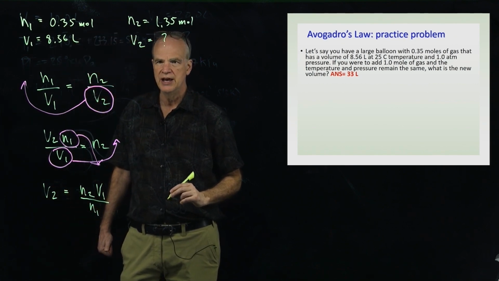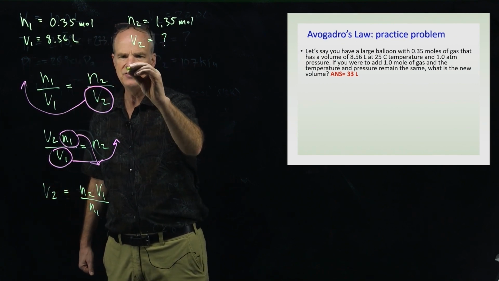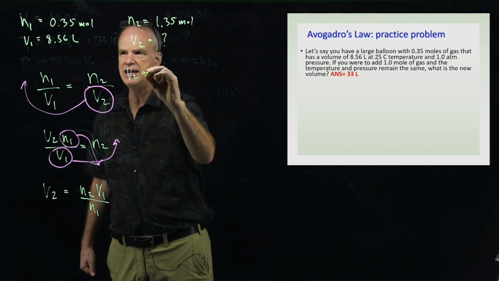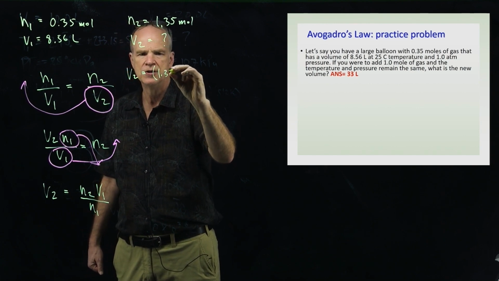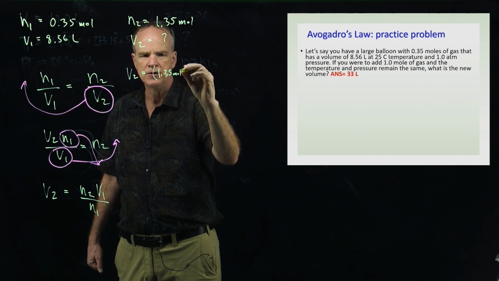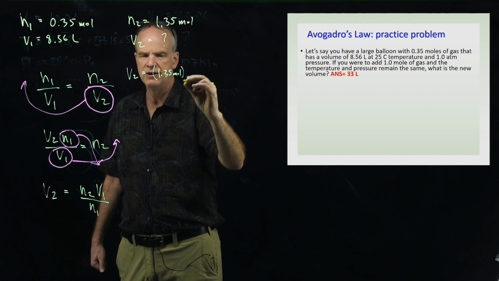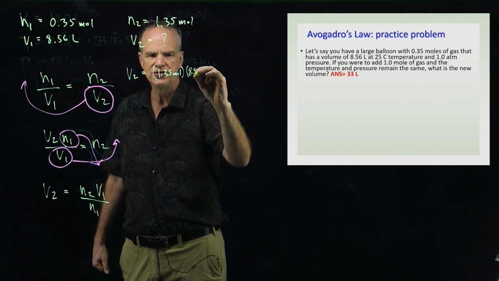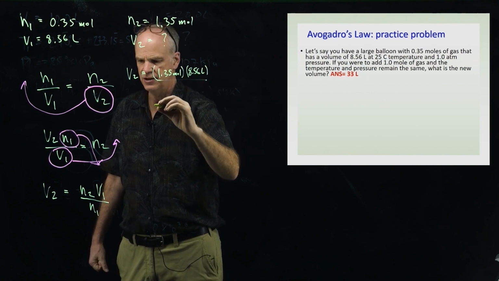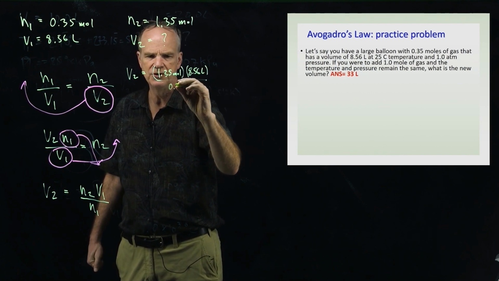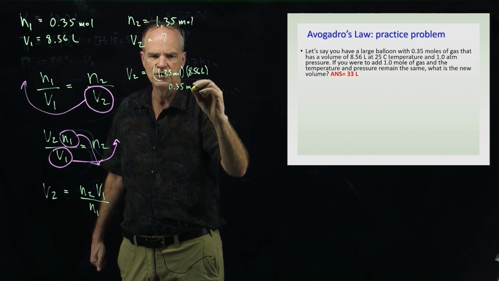What we can do is go ahead and plug in numbers. And so V2 is equal to N2, which is 1.35 mole, times V1, which is 8.56 liters, over, and it looks like N1, which is 0.35 mole.